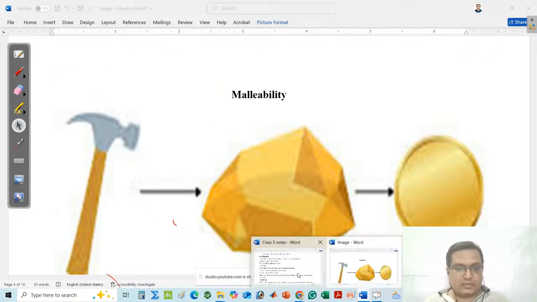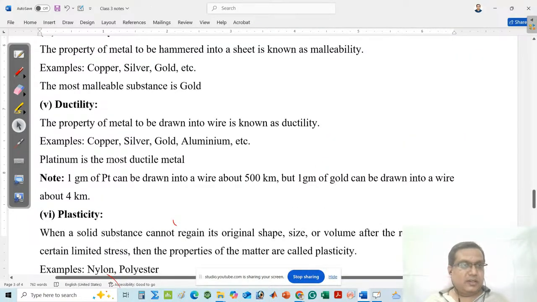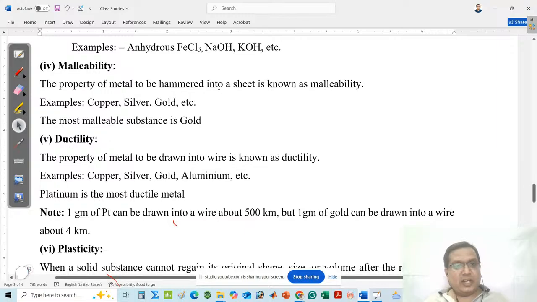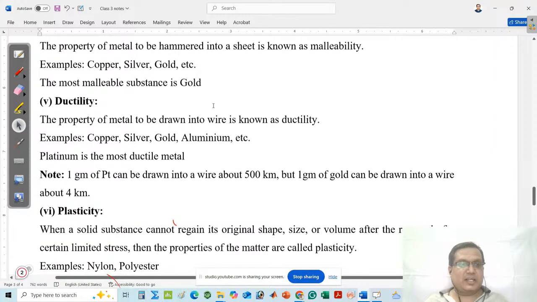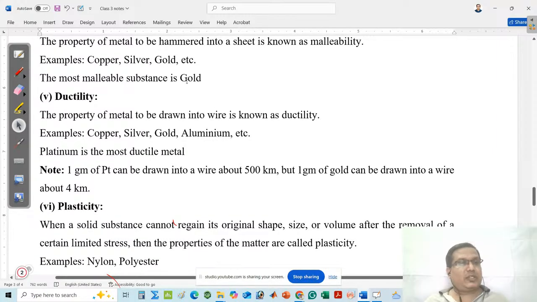Here you can define it: the property of a metal to be hammered into a sheet is known as malleability. Examples: copper, silver, gold show the malleability character. The most malleable substance is gold. That's why you can form different types of ornaments with a minimum amount of gold. With 10 gram of gold, you can make different types of ornaments.